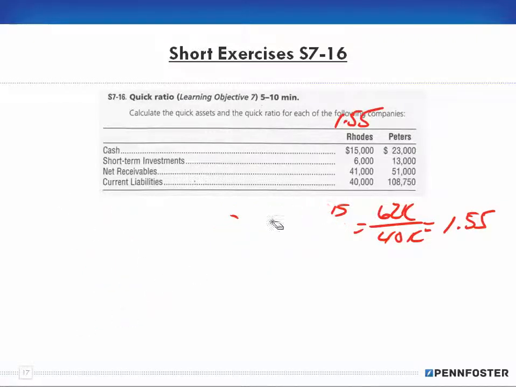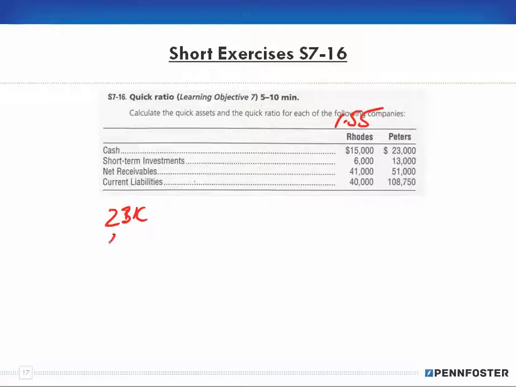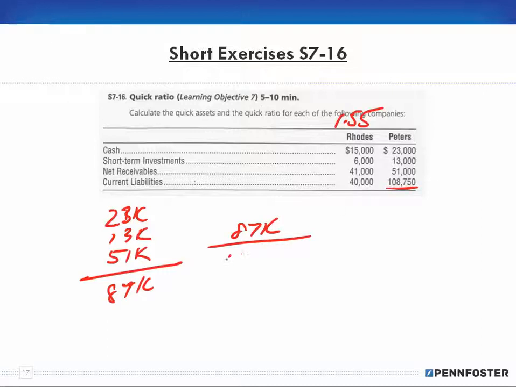And we're going to do the same exact thing for Peters. So I'm going to take my 23,000, add in the 13,000, and add in the 51,000, and that gives me 87,000. So I have 87,000 in quick assets, and I'm dividing by the current liabilities of 108,750. Let's see, 87 divided by 108,750 gives me a quick ratio of 0.8. So for Peters, 0.8 is my quick ratio.